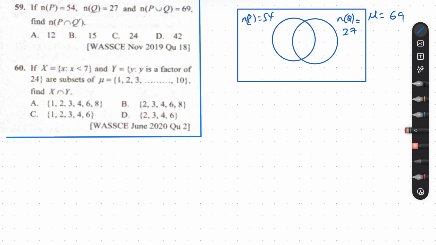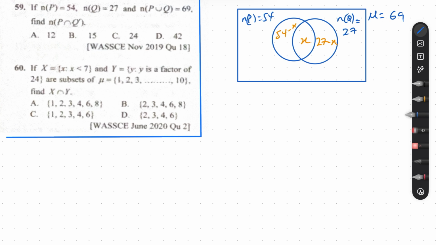That is P only. Okay, so if we put X here, that means this side will be 54 minus X, and this side will be 27 minus X. So we are trying to find this area right here, 54 minus X. So first we need to find what X is. We know that if we add everything here, we should get 69. So let's add it so we can find X.